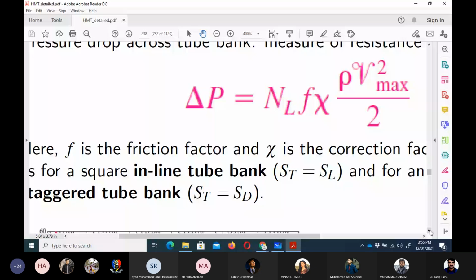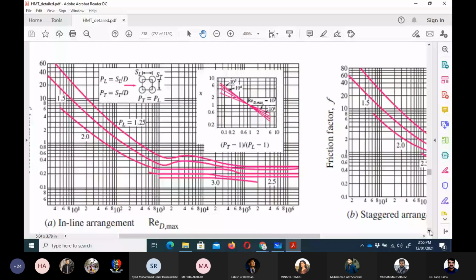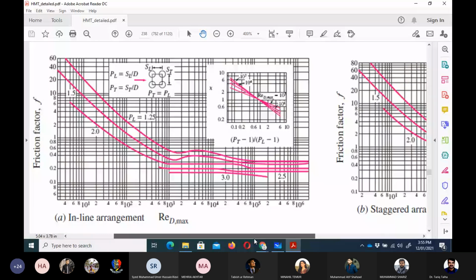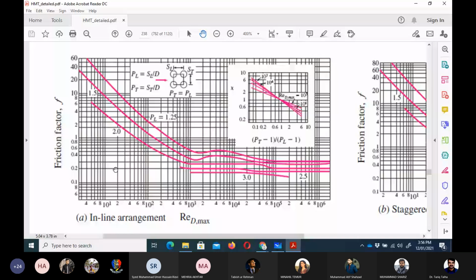So there are two graphs. One is for the inline arrangement, and the other one is for the staggered arrangement. On the x-axis we have the Reynolds number, and you can see that a logarithmic scale is used on the x scale as well as on the y scale, because we need a very long range of data on both axes. In the main figure there are three curves, for a parameter called PL.